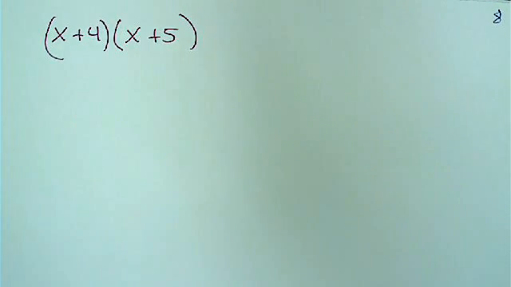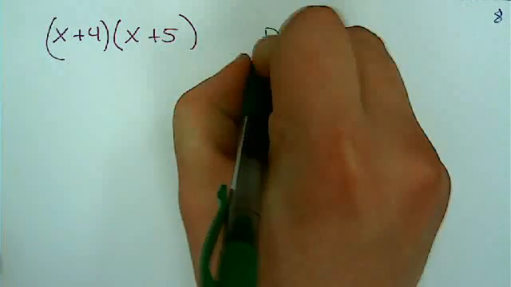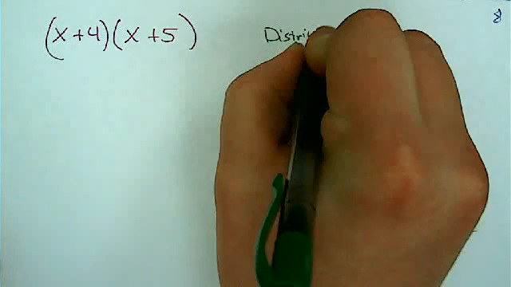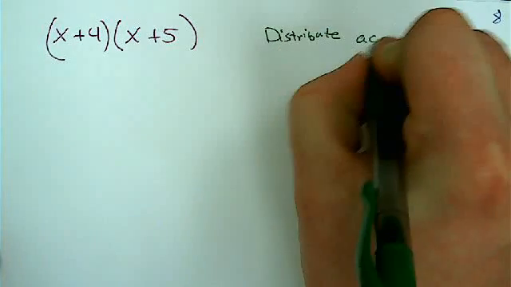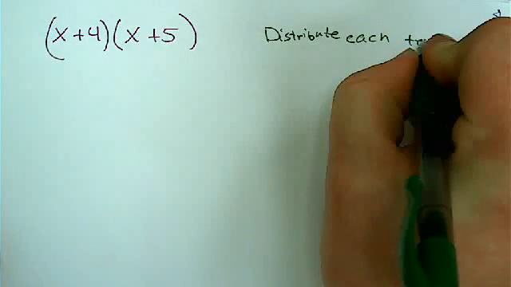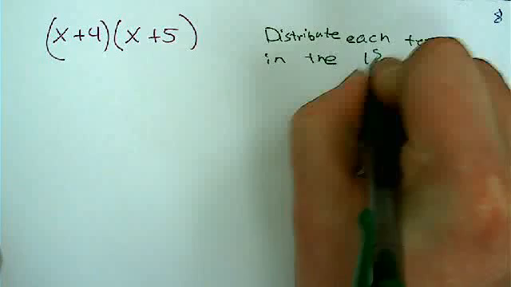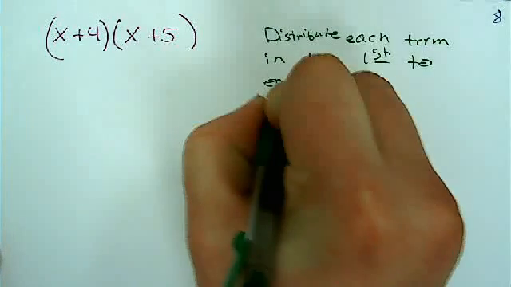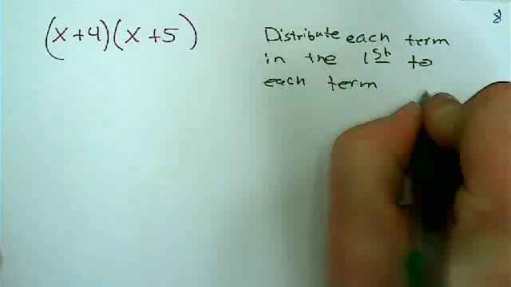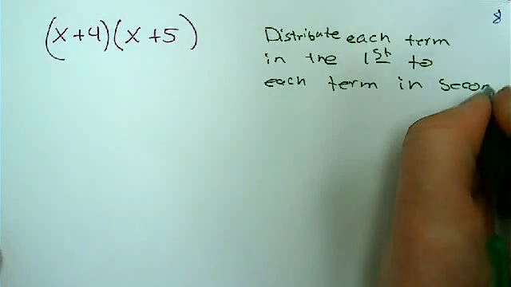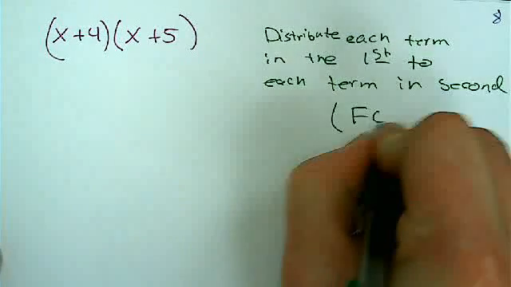We've got two binomials multiplied together. Now, this is where things start to get different. What we're going to do is distribute each term in the first to each term in the second. Now, some people talk about the FOIL method.